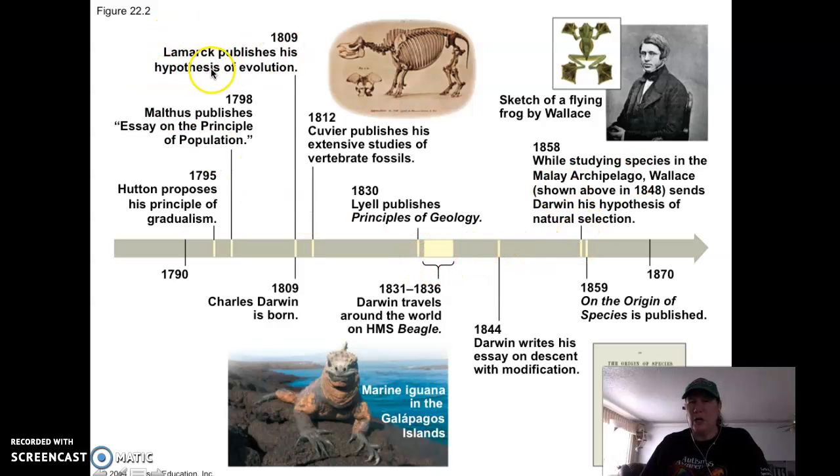One of the guys, Lamarck, had a hypothesis of evolution, and I think we'll talk more about him later. He had some kind of goofy ideas. But anyway, Darwin studied all this stuff and came up with his own ideas.